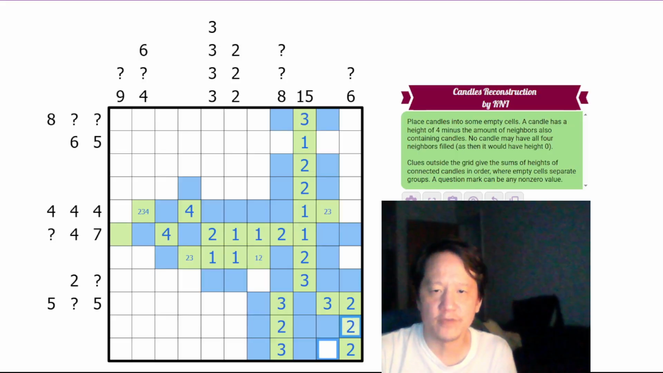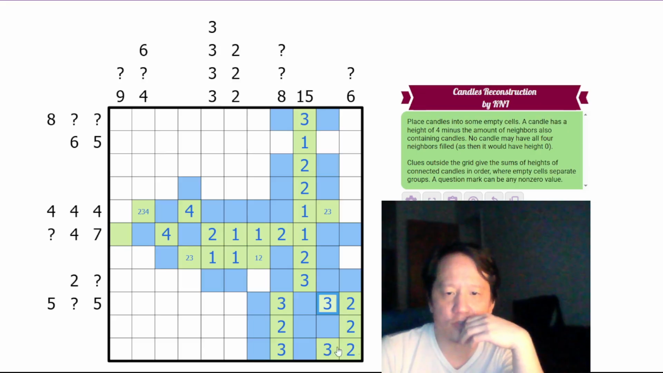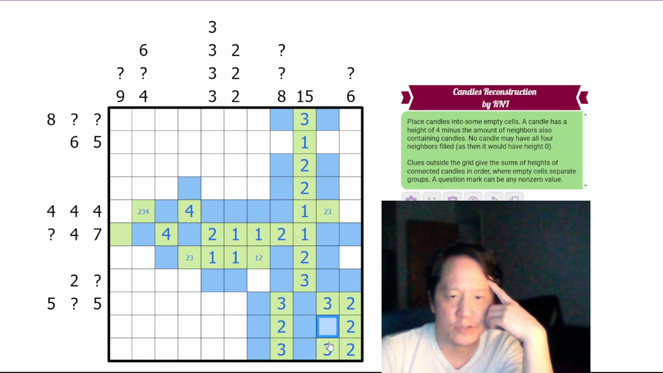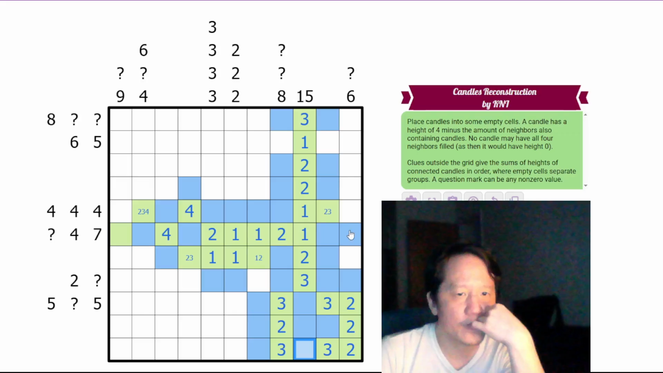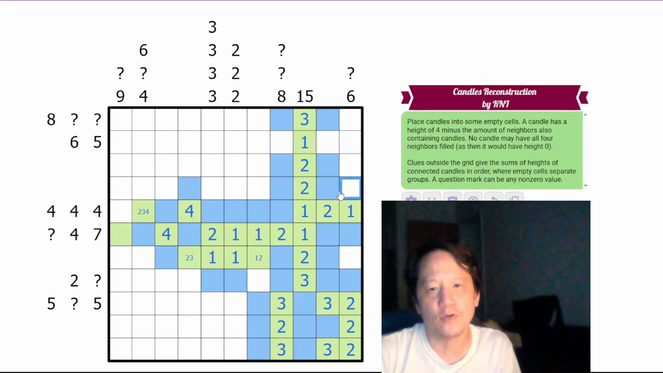So then this must have a neighbor with a candle, and that's 3 there. Not 3, yeah, 3. 1 neighbor with a candle, so that's 3. This is 2 or 3. If we try to have this as 2, then this would have to be here as a 1, but that 1 would signify it has 3 neighbors with candles, and that's not possible. So therefore, this must be 3 here.